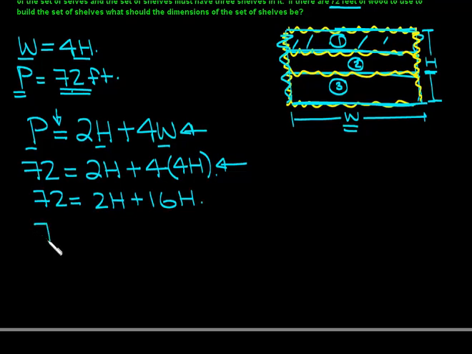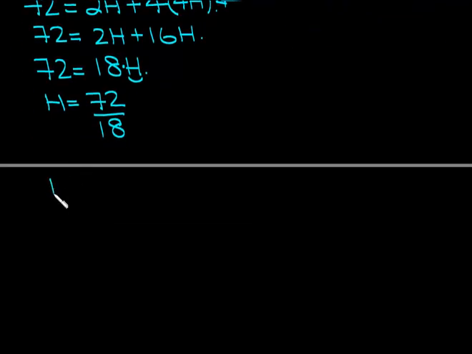They're already on one side, so let's collect those variables. So we get 18H. And then we want to solve for just H, which is attached by multiplication to the 18, so divide by 18. So you get H is equal to 72 over 18. Okay, so what do we get for H then? H is equal to 4.